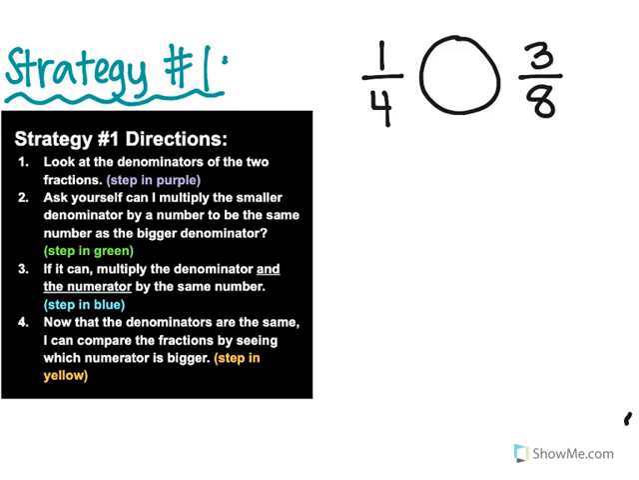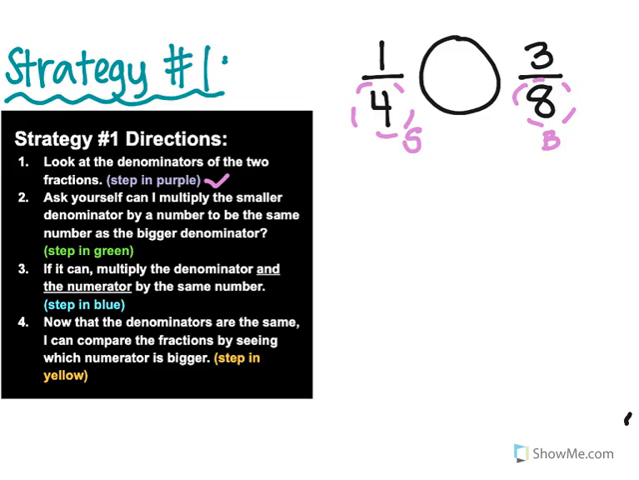So my first step, if I'm following my steps, it's in purple. So my first step is to look at my denominators. And I want to decide which one is smaller and which one's bigger. I can see 4 is smaller, 8 is bigger. Now I'm going to do my next step.